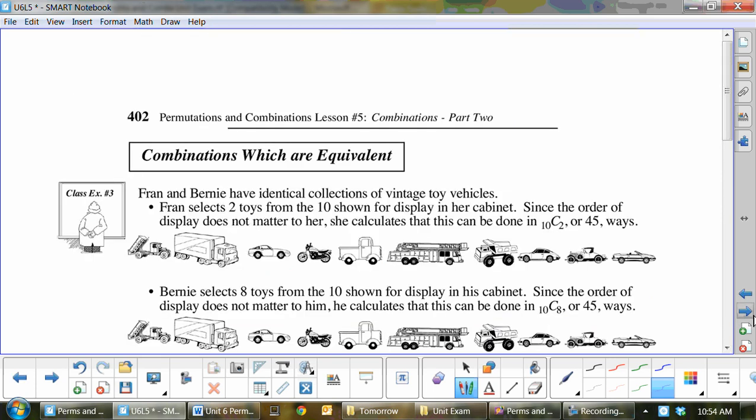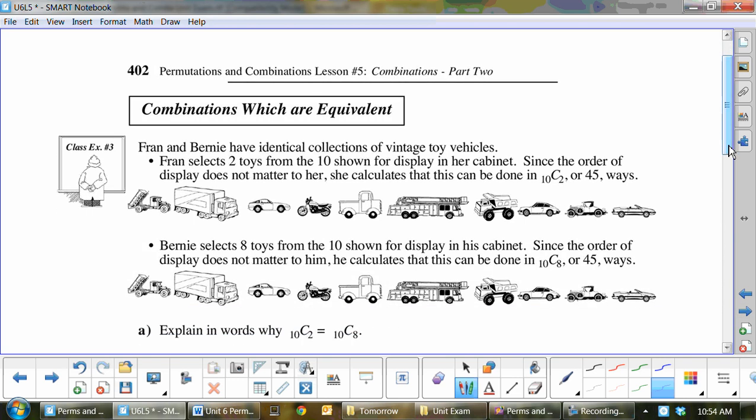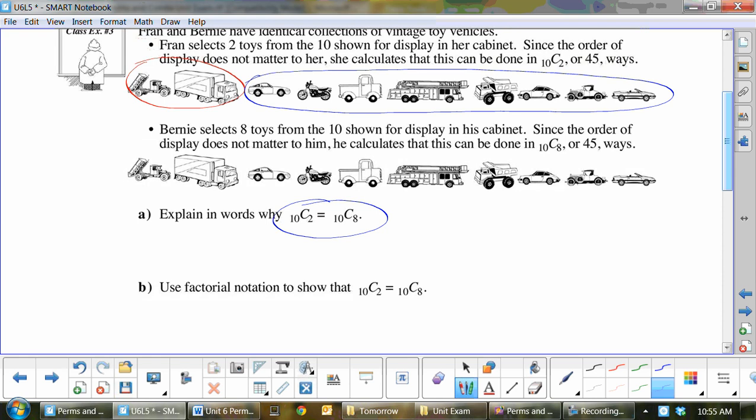Now, here's something else that is very unique about combinations. If you see all these toys, and if you ask me to pick a group of 2 out of these 10, what am I left with? A group of 8. So every time I pick a group of 2, I am left with a group of 8. So the amount of groups of 2s always equals the amount of groups of 8. Okay? So that's why 10C2 equals 10C8.